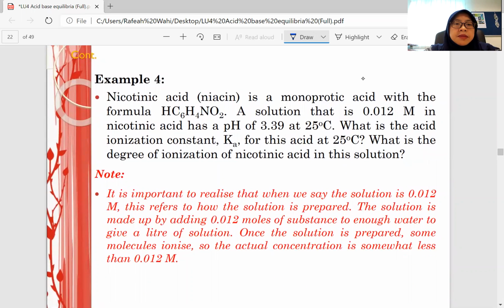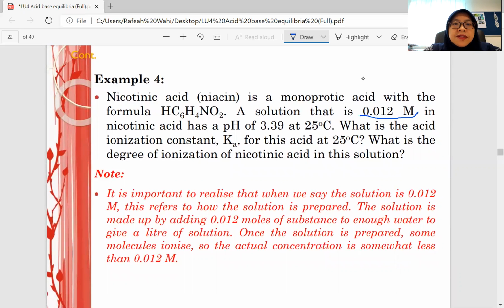Let's look at example 4. We have nicotinic acid, or in short niacin, which is a monoprotic acid. It is a weak acid also. It has this kind of formula, HC6H4NO2. So the solution is 0.012 molar. So we have molarity for niacin, nicotinic acid.